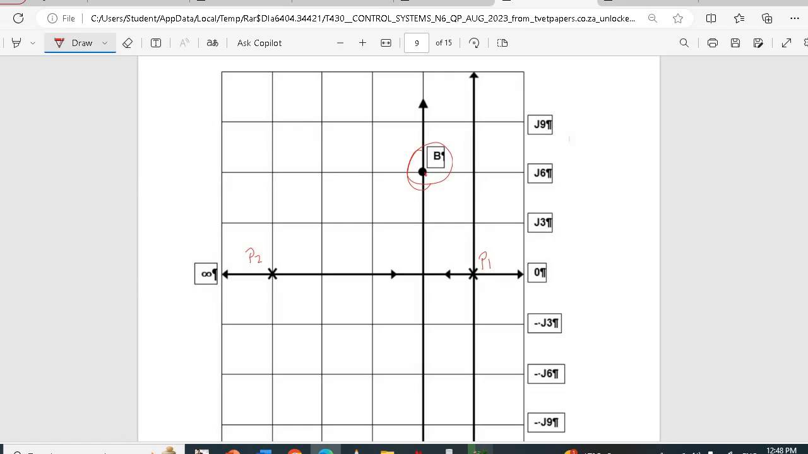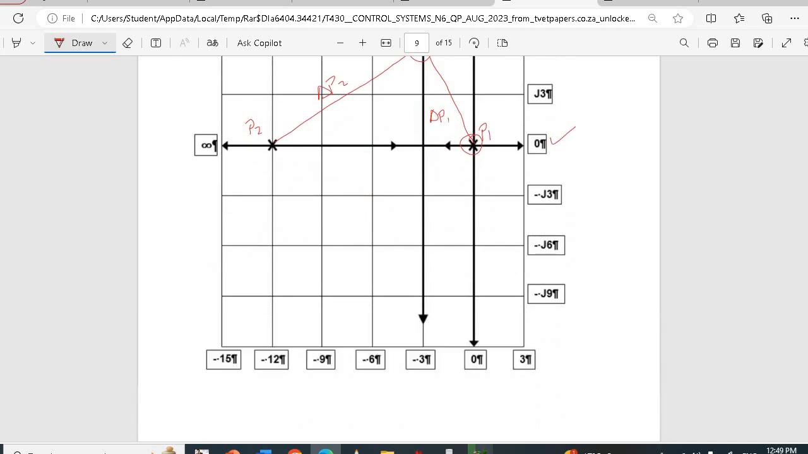So my delta P1 will be the distance from P1 to this point. We are going to measure it. The distance from P2 to this point will be delta P2. Now there are other things you have to know. Remember, this is a 0 point. How do you confirm? You can see horizontally this is a 0 line, vertically this is a 0 line. Always confirm here, because sometimes this pole is not at 0.